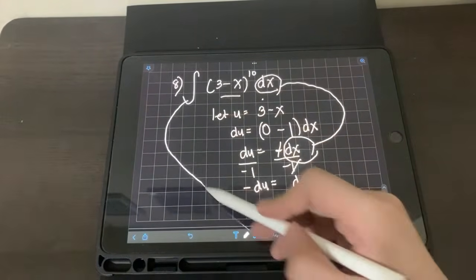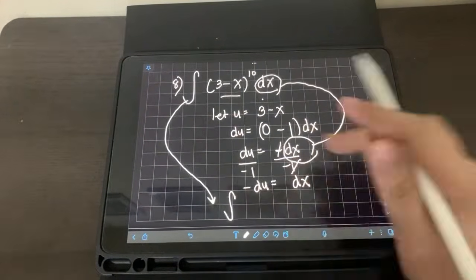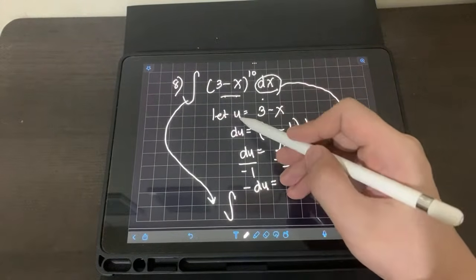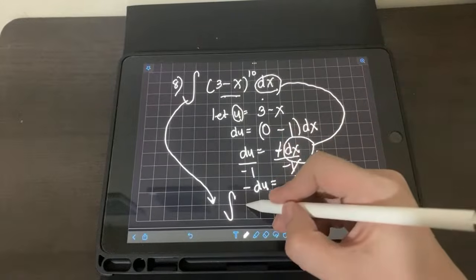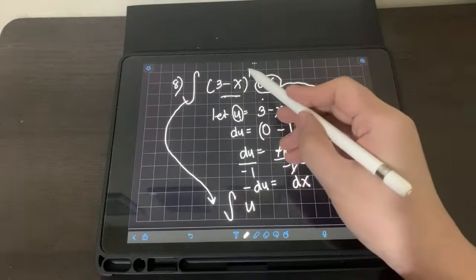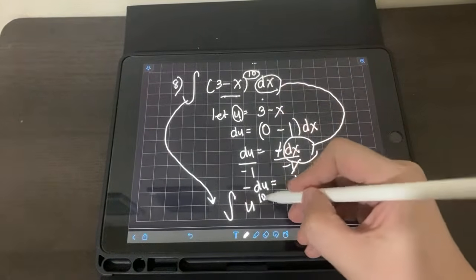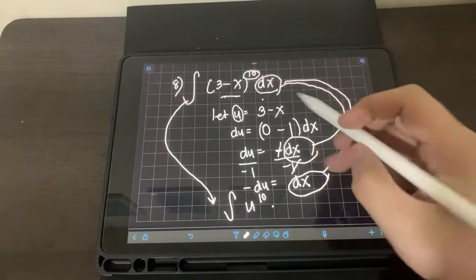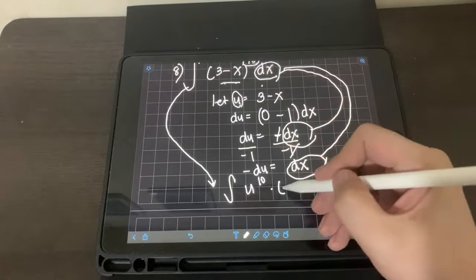So, substitute nyo na. So, you will have integral of, so, start tayo sa 3 minus x. Ano yung 3 minus x? U. Okay? Then, raised to 10. Then, what is dx? In terms of du, it's negative du.